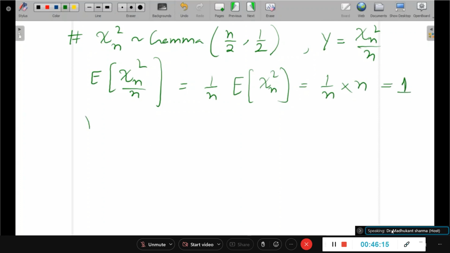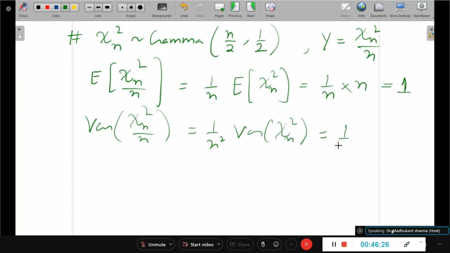Certainly you can find the variance also. Variance of chi-n square by n is equal to 1 by n square times variance of chi-n square. That's going to be 1 by n square into 2n, that's going to be 2 by n. So what you can analyze, at least from the variance, is that as n increases, the spreading will be less, or the curve will be thicker. This variance will tend to 0 as n increases.